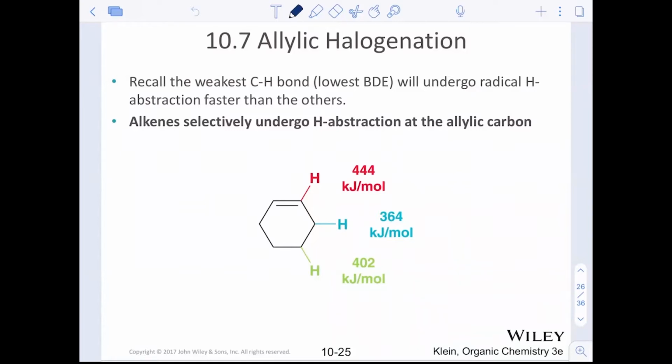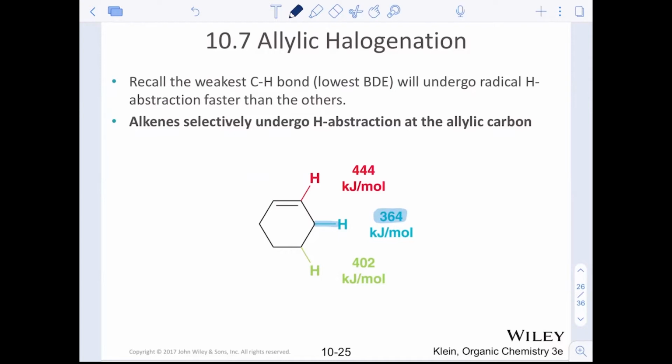All right, let's continue on with section 7 here with allylic halogenation. Now, we do know that the weakest CH bond, the one with the lowest bond dissociation energy, will undergo radical hydrogen abstraction faster than others. We saw that with the bromination selectivity. And we know from our very beginning discussion that the CH bond in an allylic position would have the lowest bond dissociation energy. That's what we see here at 364 kilojoules per mole.